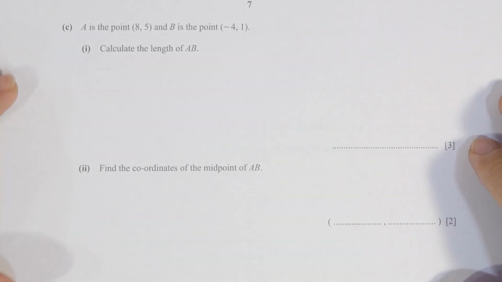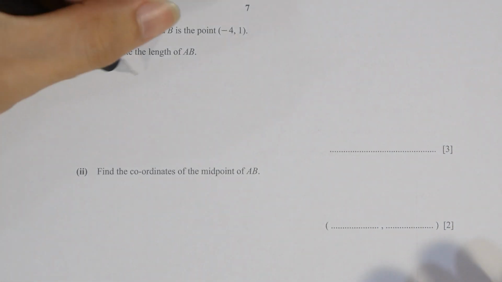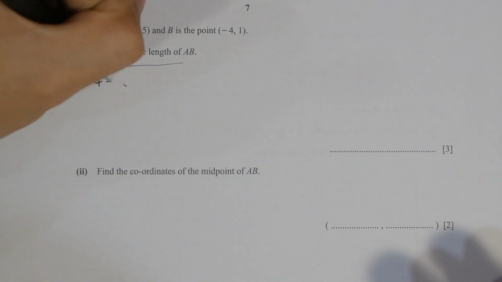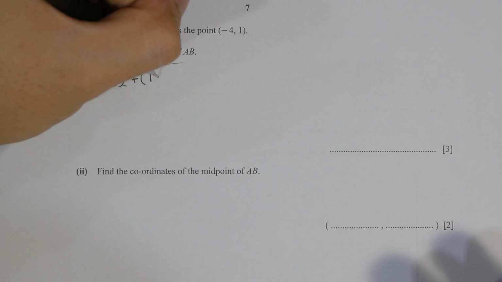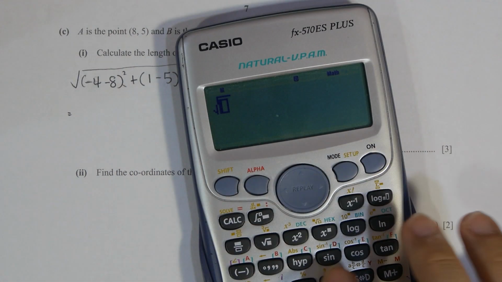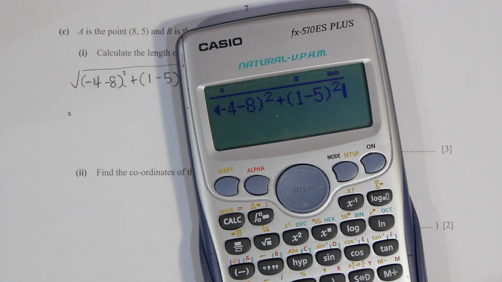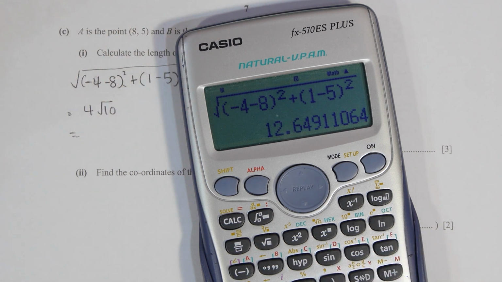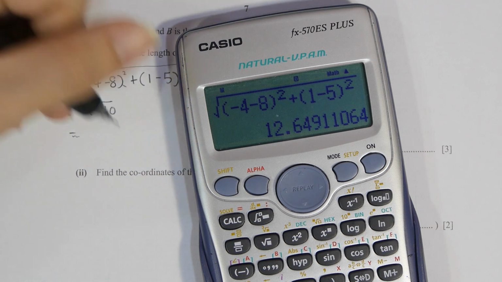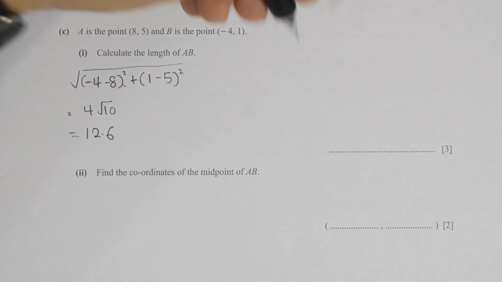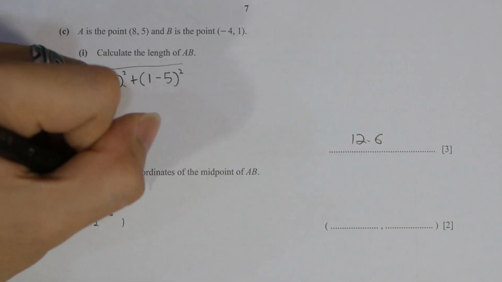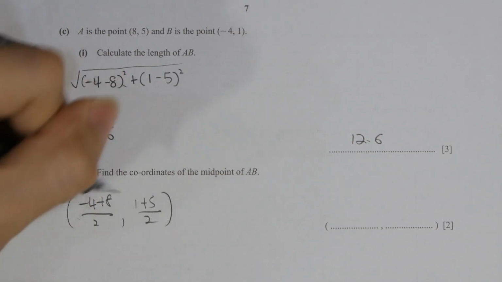Question C, pretty straightforward, just utilize the formula, which goes by the square root of (x2 - x1) squared plus (y2 - y1) squared. So the result is square root 10, which is represented by 12.6. Question 2, pretty straightforward, just run the midpoint calculation, then you get (2, 3) as the result.